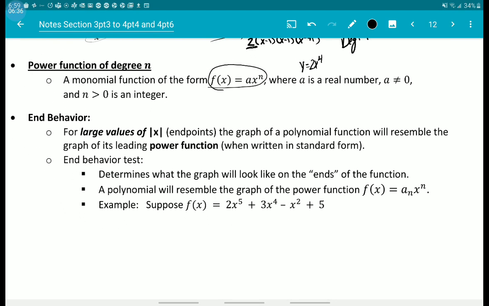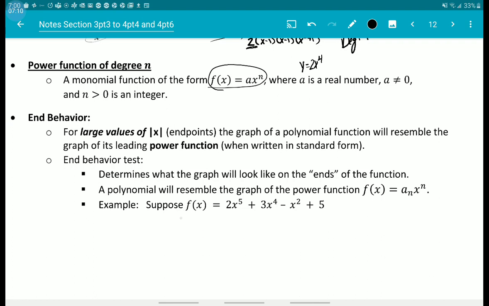So when we talk about large values of the absolute value of x, we're talking about endpoints. So super big, think super small. And what does this resemble? Let's talk about the end behavior test. The end behavior test determines what's happening on the ends of the graph where x gets really big or really small. And it's always going to resemble that power function there.